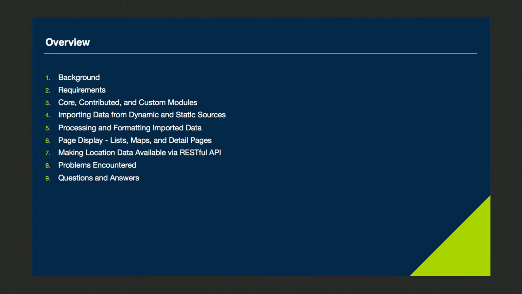Right. So we're going to talk a little bit about background and requirements of a project we did with the Chicago Park District. This presentation is really going to be a case study, just so we can show some practical examples. We're going to talk about modules we used, core, contributed, and custom modules. Then we're going to talk about importing data from different kinds of sources, processing the data and formatting it for display, and the displays we used, and then making the location data available for other places to consume. And then problems and questions we will handle at the end.